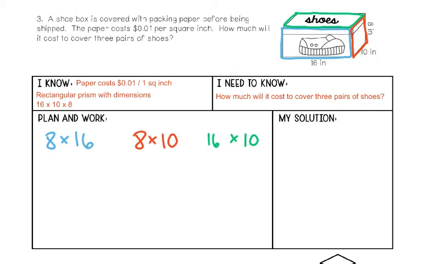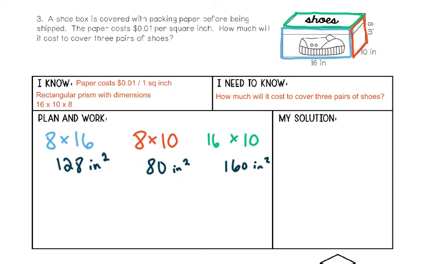So take a second, multiply these out if you haven't already, and see what the area is for one side. Press play when you're ready to check. You should have got 128, 80, and 160, and I put square inches because I'm talking about area now that I've multiplied. That's how much packing paper I can cover each side with. Again, these are just the front, the side, and the top. To get the other sides, I can just multiply these by 2 since they're congruent.